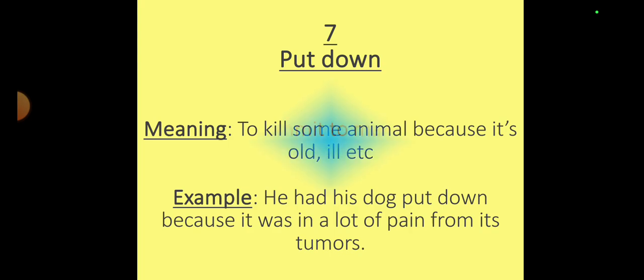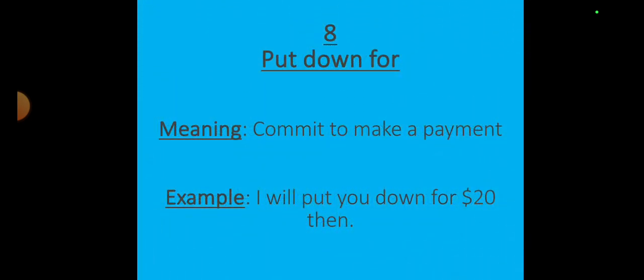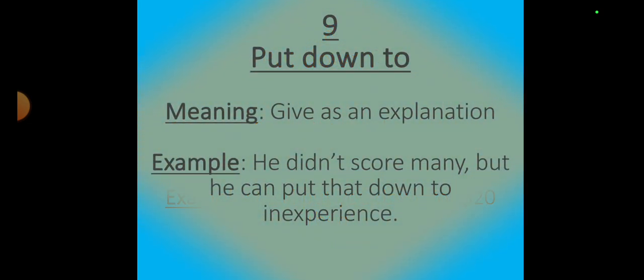Okay, number 8, it is put down for, which we did before was put down. It is put down for, so there is a slight change, but it is changing the meaning entirely. See, commit to make a payment. If you are having some commitment to pay to someone, you will say putting down for. Okay, I'll put you down for $20 then.